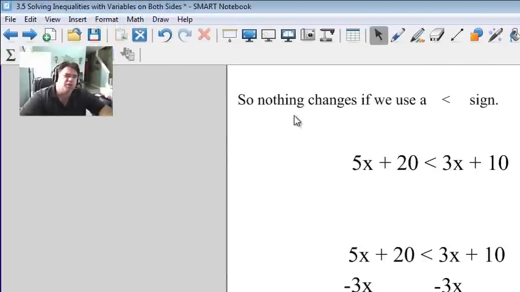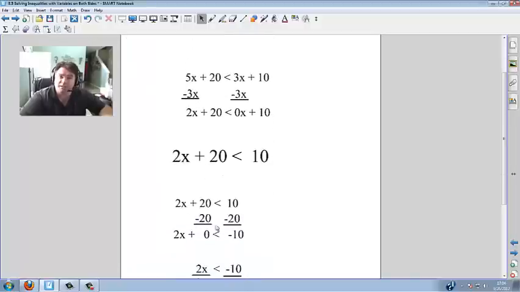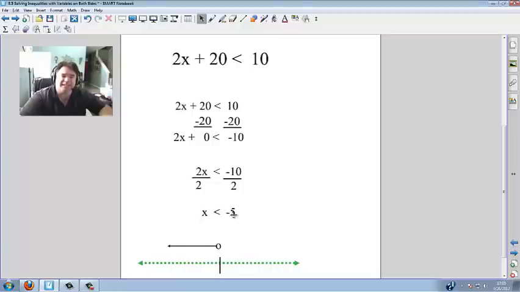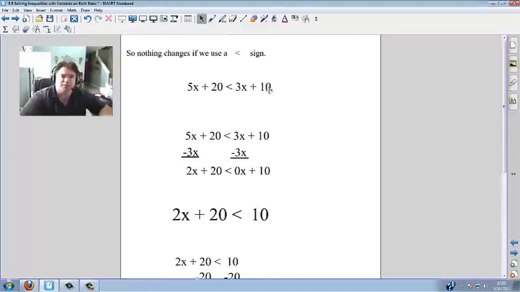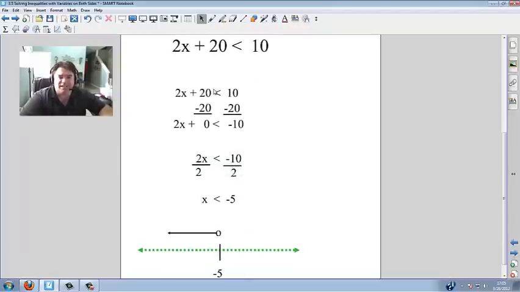Next page. So nothing changes if we use a less than sign. So if you take a look here, same problem, but now less than. Notice how I still minus 3x to both sides, leaving this. Notice how I still minus 20 to both sides, leaving this. I divide by 2. The answer, therefore, is x is less than negative 5 in this case. Now, why negative? Must have changed the problem some, so that's fine. So instead of having 30, I had 10, but whatever. So it makes negative 5. So x is less than negative 5. So open circle here, and negative 5 going this way, less than.